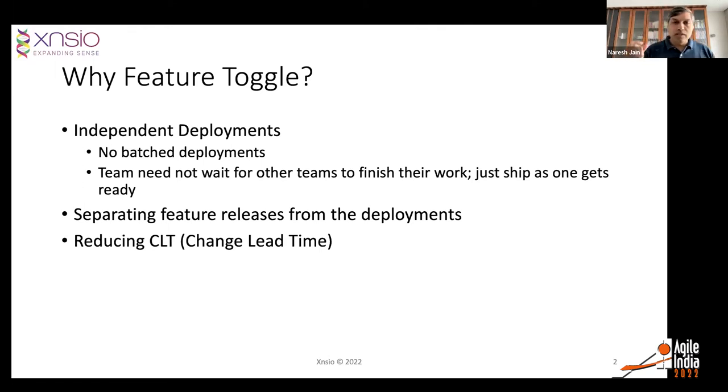And this is kind of how we've been focusing with several of our projects in terms of trying to reduce the CLT using feature toggles and independent deployments. So that's the why, right? I've just put the why this is important and why we need to pay attention to this.